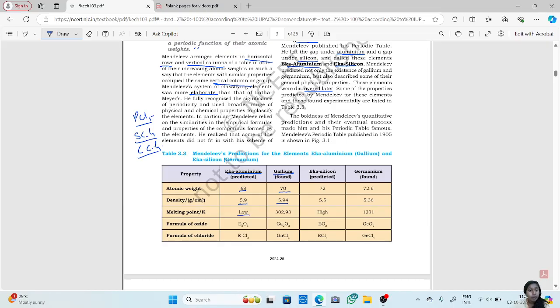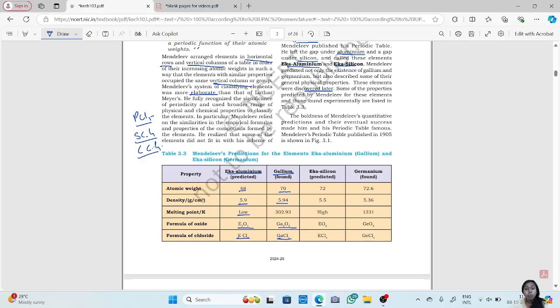Melting point was found to be low. The formula is E2O3, E for eka. Now the formula for gallium is Ga2O3. For the chloride it is ECl3, and for gallium it is GaCl3. So you can see that some of the properties which Mendeleev had predicted are exactly the same as what we got after the discovery of those elements.